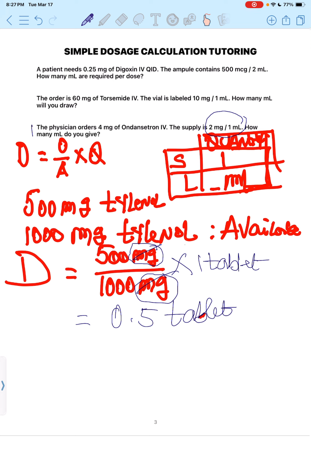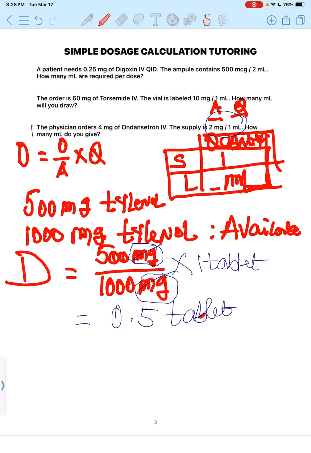All right. So this bundle right here, they always go together. The 2 milligram, this is what we call available. The 1 milliliter, this is what we call quantity. So your available and your quantity in any exercise are always going to run together. You're never going to separate them. Anytime you're dealing with a liquid medicine, your available and quantity will run side by side.